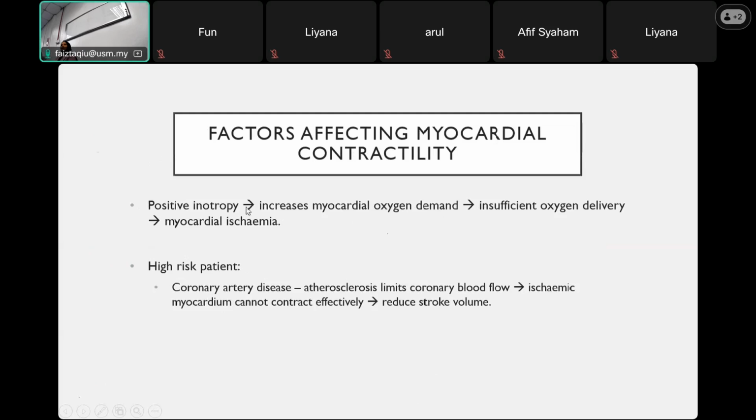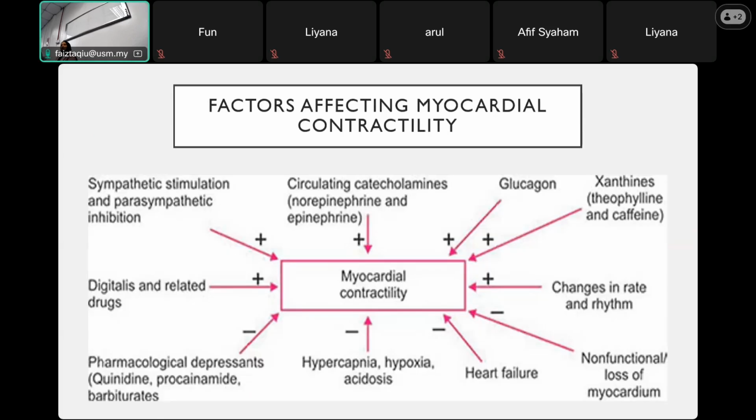So positive inotropes increase the myocardial oxygen demand and cause insufficient oxygen delivery and subsequently cause myocardial ischemia. So for high-risk patients, for example, patients with coronary artery disease, the atherosclerosis will limit the coronary blood flow and it causes ischemia to the myocardium and therefore reduces the stroke volume. So these are factors affecting myocardial contractility, all summarized in a simple diagram.